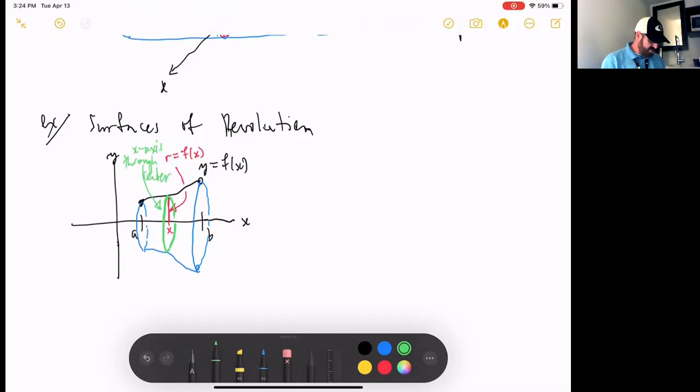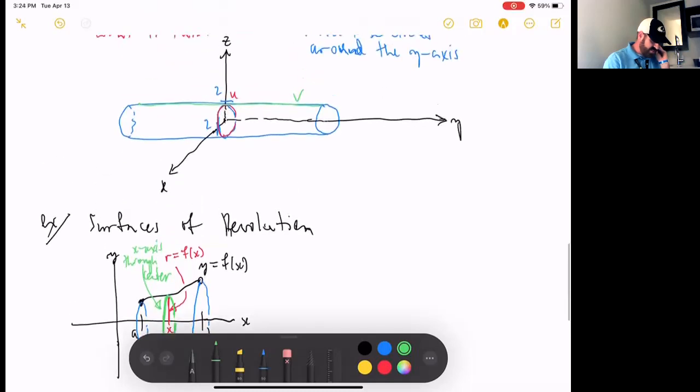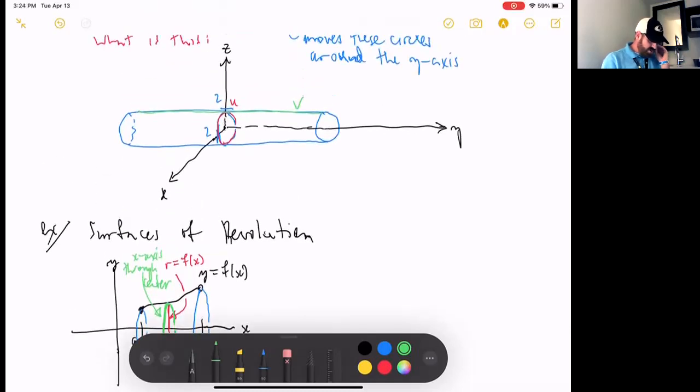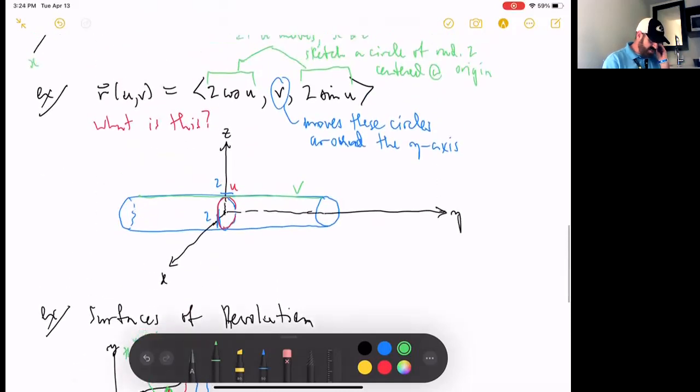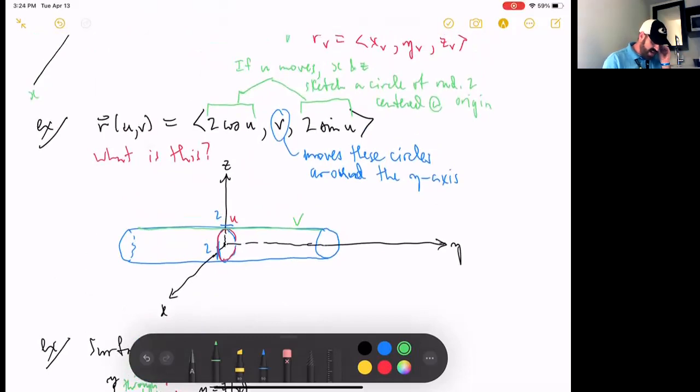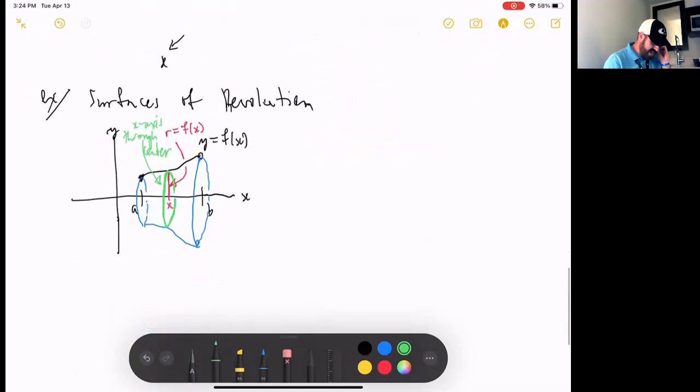Okay. Well, if that's true, then it's kind of like the situation that we just had, isn't it? Where we had one thing that kind of moves us along. And then up here, it was the y-axis that sort of moved us along. Well, down here, it's going to be like the x-axis that's going to move us along. So let's try to parametrize this thing. So it's going to be r of u and v, okay?